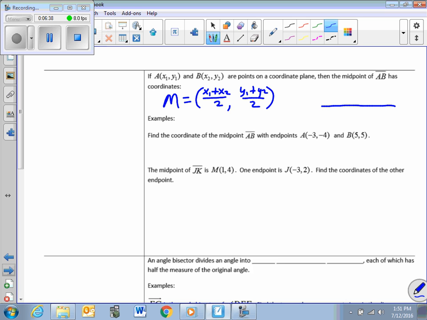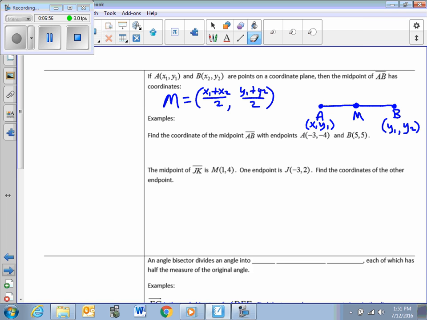So if you got AB here, and here's B, y sub 1, y sub 2, and you're trying to find this midpoint here. See, if you add, I'm sorry, this should be x sub 2 here.